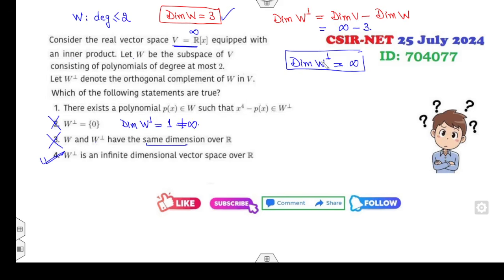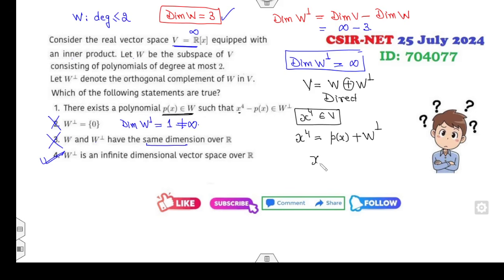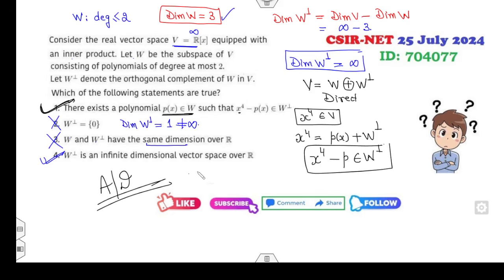Now, since they are orthogonal complements, we all know by using the direct sum, any element in V, say x4, I can choose as an element of V. I can write x4 as an element of W plus an element of the orthogonal complement. So what does it mean? x4 minus p is a part of the orthogonal complement. So yes, A and D are the right answers.